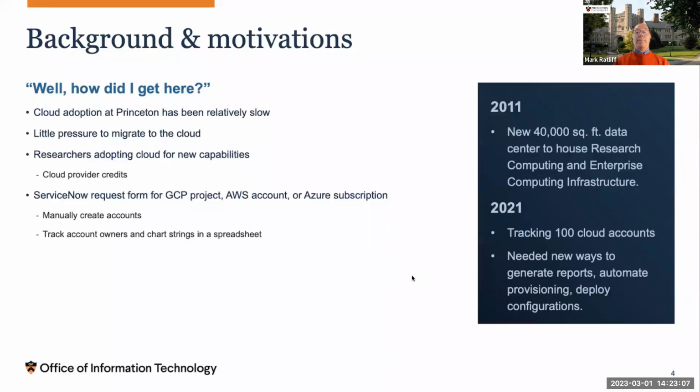And in that form, we require that the submitter provide a university chart string that can be used to charge costs back to the researcher or to the department if they exceed some threshold. We haven't formally documented what that threshold is, but it's around $500 per month. So my team manually creates and configures each cloud account upon request from the ServiceNow form, and then maintains a list of accounts and chart strings in a spreadsheet.